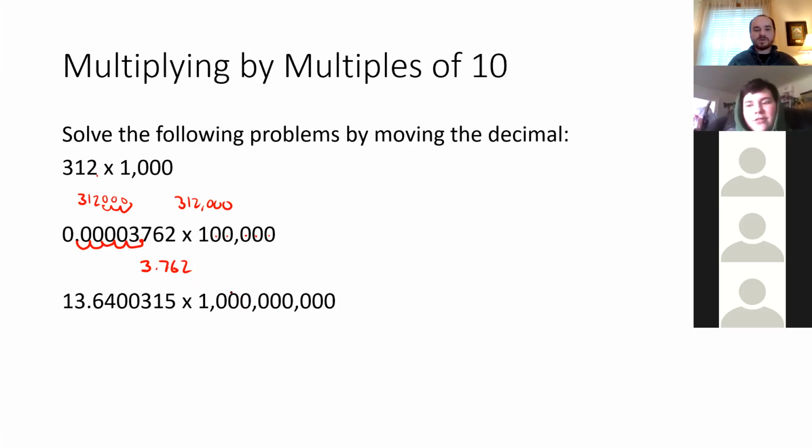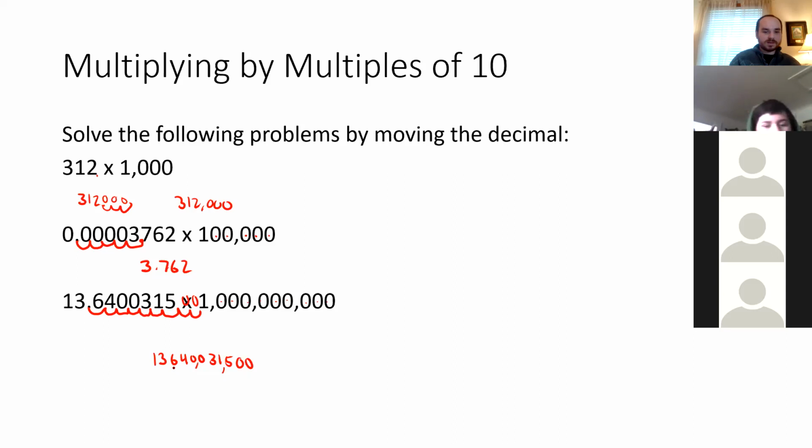Same idea on the next one. But this one is a little bit tougher. We're going to move it 1, 2, 3, 4, 5, 6, 7, 8, 9 places to the right. So we take our decimal, 1, 2, 3, 4, 5, 6, 7, 8, 9. So we need to add 2 zeros. So we get 13,640,0315 with 2 zeros at the end.